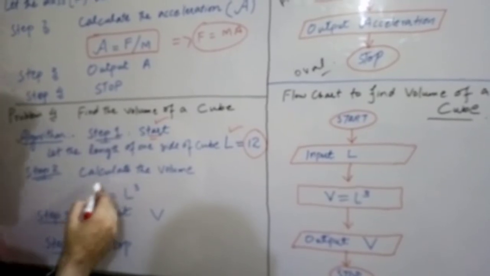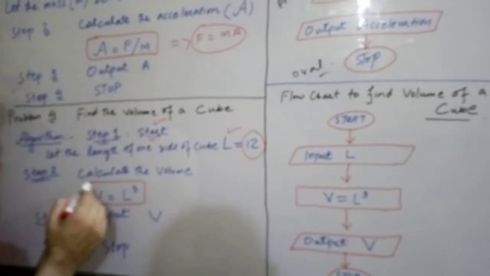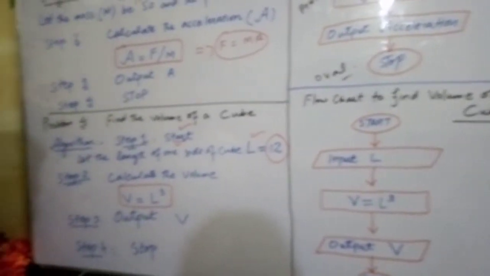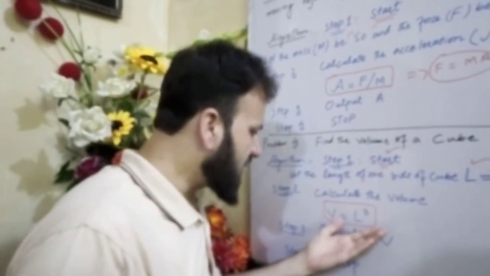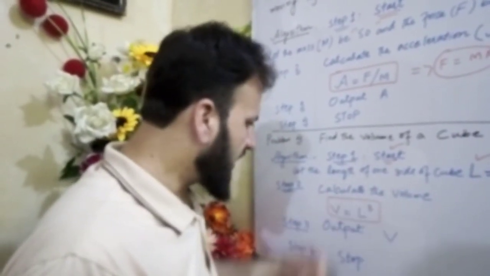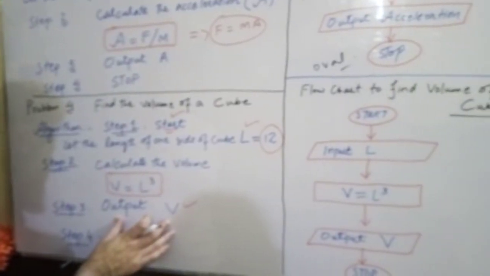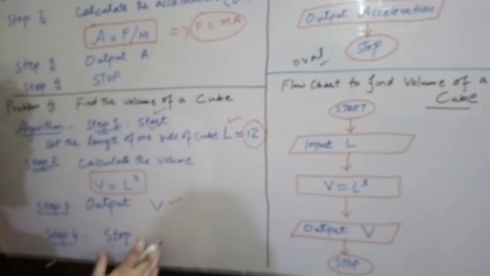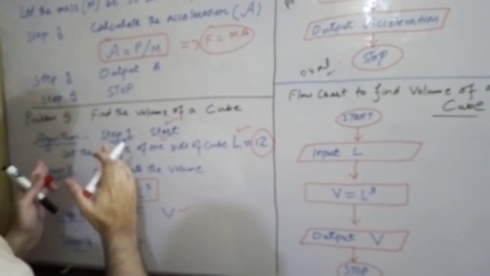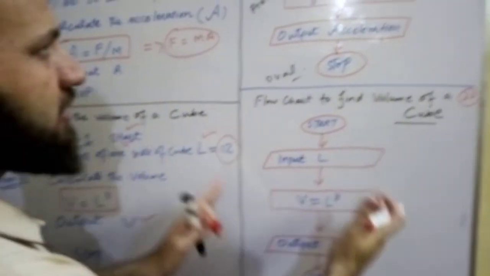Step 2, calculate the volume. Always the inputs or given data are in step 1 and the processing is in step 2, and then there is a third step, output V. The third step shows the print statement that will give the output, and step 4, stop. Now we convert this algorithm into a flowchart.